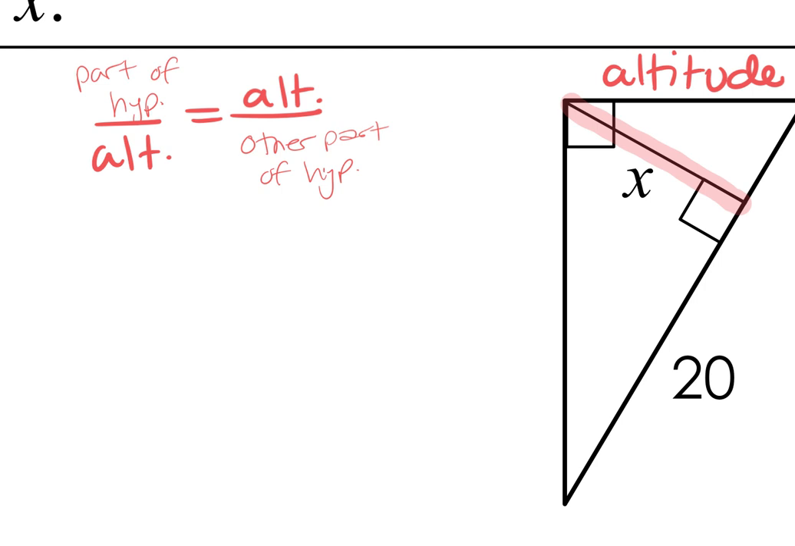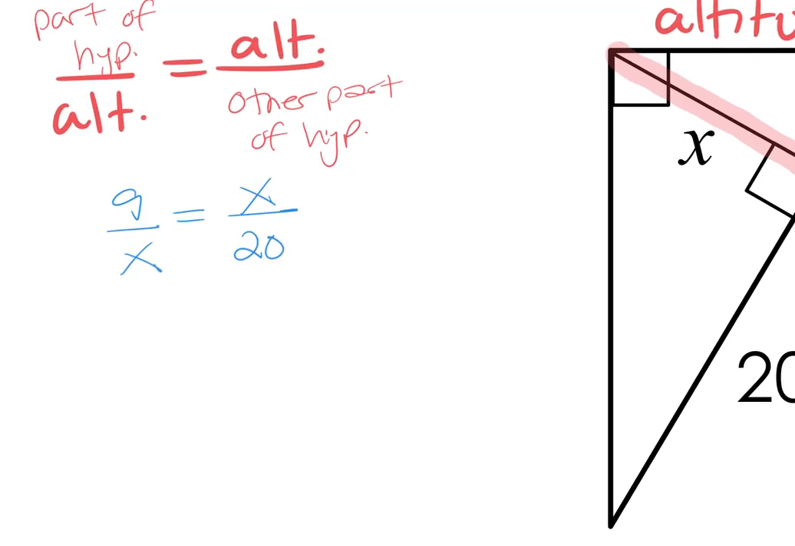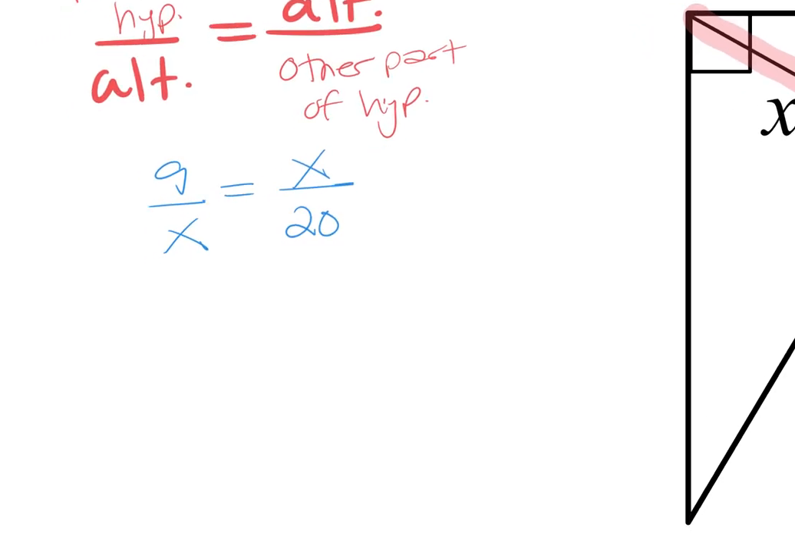And so for this particular problem, my altitude is x. That's what I'm looking for. Part of the hypotenuse is 9. The other part of the hypotenuse is 20. Guys, it wouldn't matter where you put that, if you put the 20 at the top, the 9 at the bottom. And then we're just on our way.